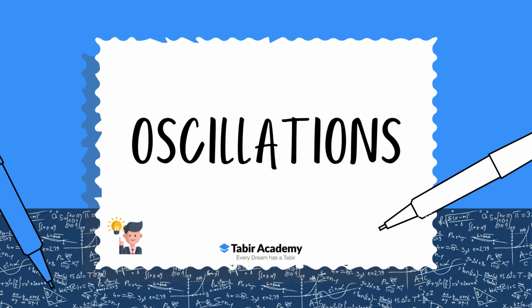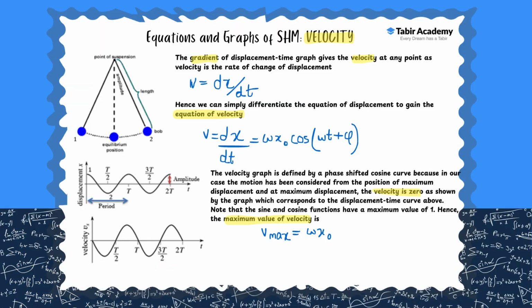Now, moving on to velocity graphs and equations for simple harmonic motion. So, velocity is basically the rate of change of displacement, and so the gradient of the displacement time graph gives us the velocity at any point in time.